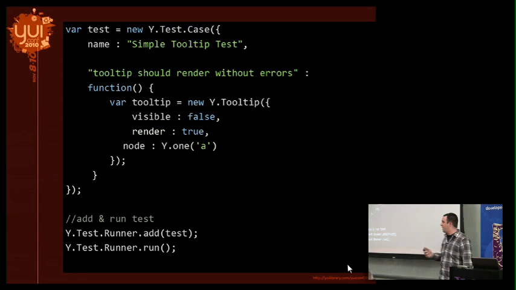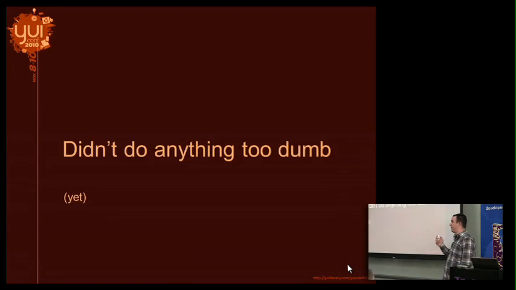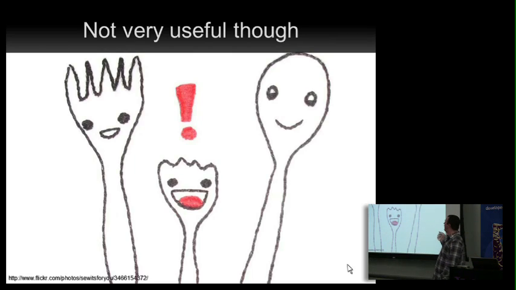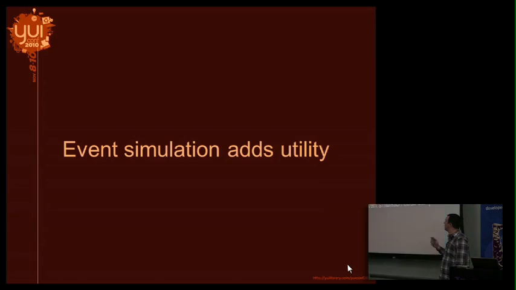You guys are going to have to take my word for it, since I'm not showing the live code right now, that test passes. Or it did, at least. So good, we didn't do anything too dumb. We can write JavaScript without putting in syntax errors, and a tooltip that, at least from a base JavaScript level, does something. And notice the yet there, that's important. Again, not very useful though. Kind of like a spork with tines that short would be really unuseful.